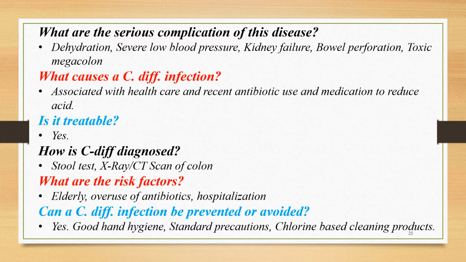How is C. diff diagnosed? It's diagnosed with a stool test or an X-ray or CAT scan of the colon. What are the risk factors? Person being elderly, a person who has overused antibiotics, or somebody who's been in the hospital. Can a C. diff infection be prevented or avoided? Yes. It can be done so with good hygiene, standard precautions, and chlorine-based cleaning products.